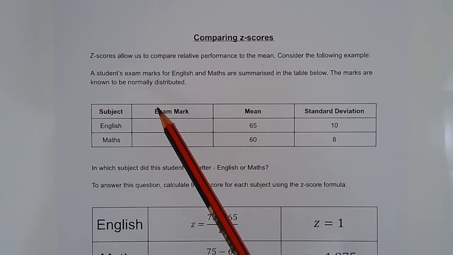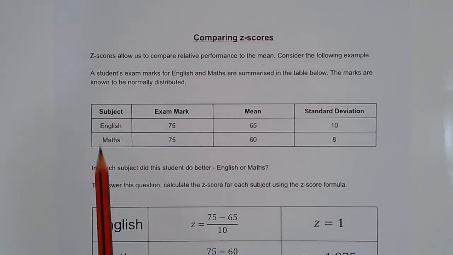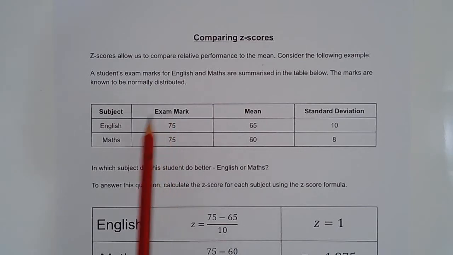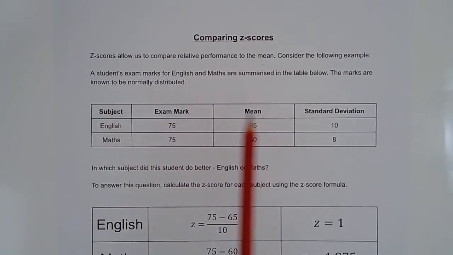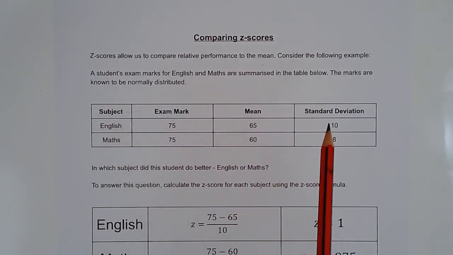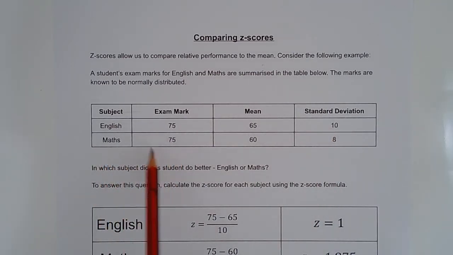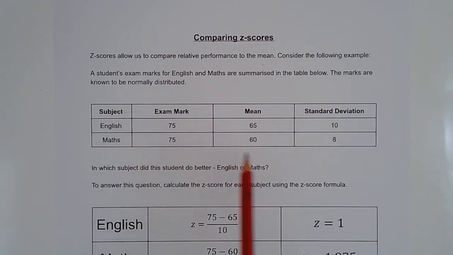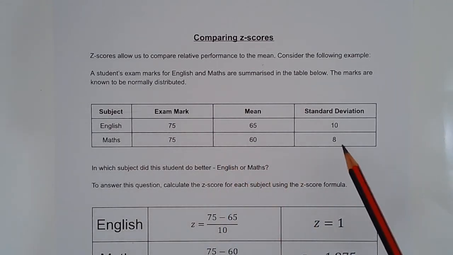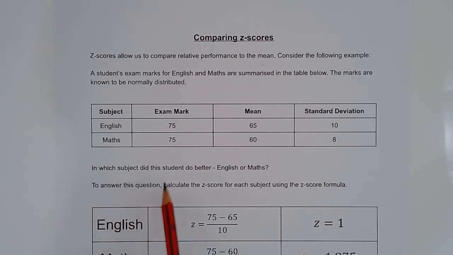If you use Z-scores to compare marks, for example, it's assumed that the marks come from a normal distribution. So this student for English scored a raw mark of 75. The mean for that English exam was 65 and the standard deviation for that exam was 10. And for Maths, that student also scored 75. The mean for the Maths exam was 60 and the standard deviation was 8. So the question is, in which subject did the student do better, English or Maths?